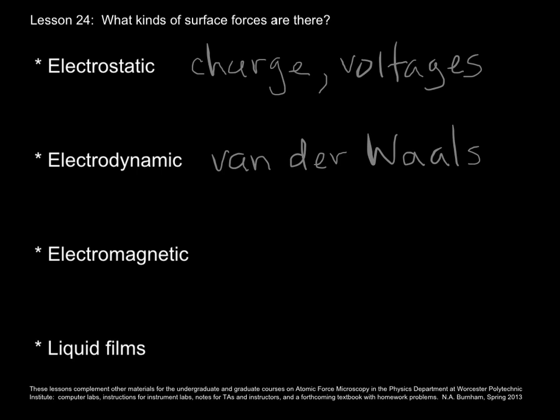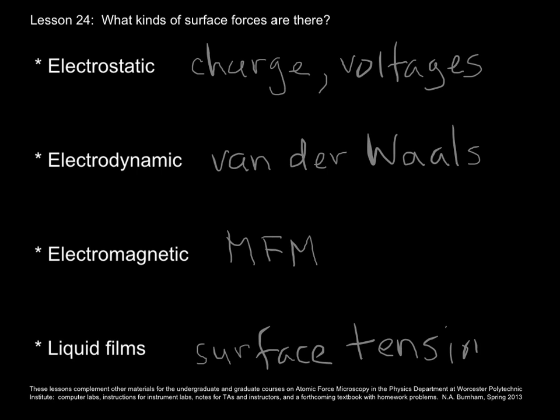Electromagnetic, think of your hard drive, how the bits are stored magnetically. Well, you can magnetize an AFM tip and do magnetic force microscopy and visualize the bits in a hard disk, even though the topography of the surface is pretty flat. And finally, liquid films. Well, lots of liquids have surface tension. Think of insects on water. They're able to walk on water because the surface tension keeps them up. And this can affect force curves as well.